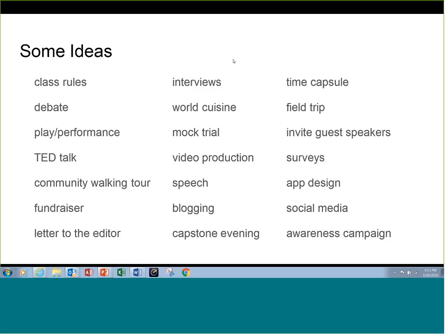A community walking tour, a fundraiser, Tony had mentioned a letter to the editor earlier. Even things like taking informed action might be more personal, and you interview an older relative about an earlier time in history. Bringing in or trying different types of foods, mock trial, video production, and the list goes on, and you have it in front of you.